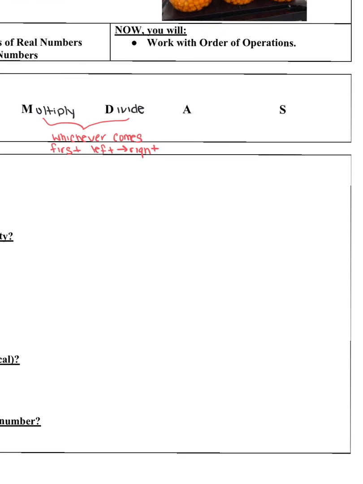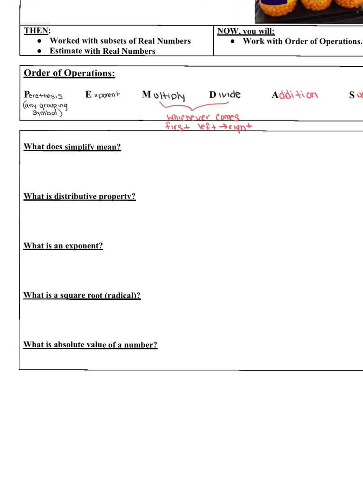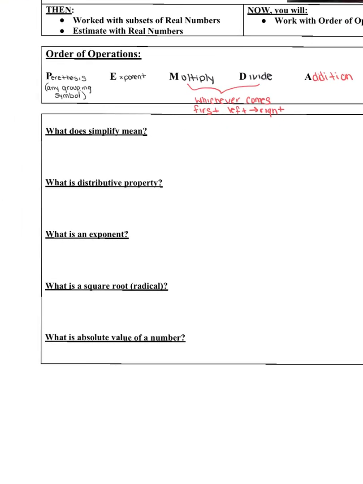And similar to that is with addition and subtraction. Oh, come on. There we go. So it's whichever one comes first from going from left to right. So what does simplify mean? So simplifying means to essentially reduce. Why is it glitchy? Sorry. Reduce or condense, kind of like combining like terms. Okay, so we have a shorter expression.